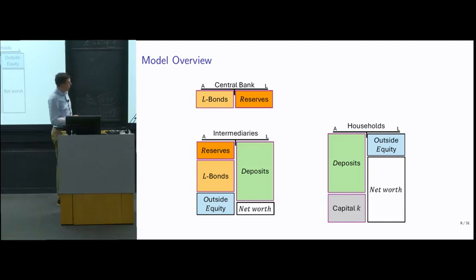That's the risk that they pass on to the intermediaries. Now the intermediaries hold this outside equity. They diversify risk. They issue deposits. They have net worth. And then they hold these two versions of nominal debt that is issued by the government, the short-term reserves and the long-term bonds. And then we have a slightly stylized balance sheet for the central bank in which you have bonds on the asset side and the reserves on the liability side.